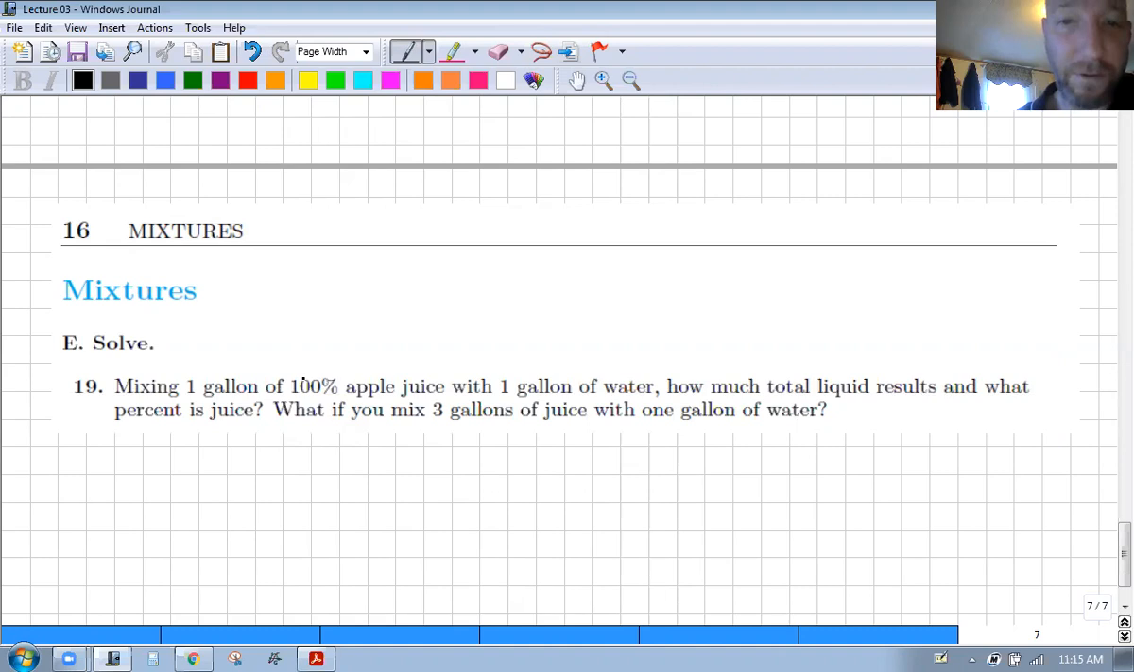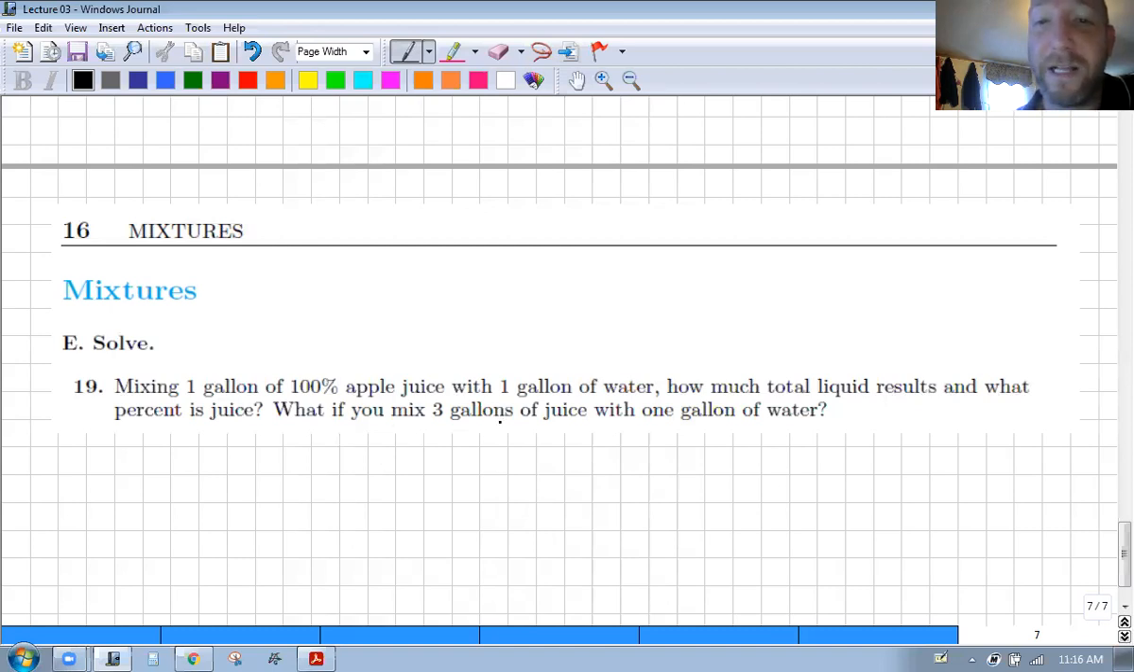Now, what if you start changing these percentages? What if it's a half a gallon of 75% juice with 2 gallons of 25% juice? You see what I mean? It's easy to add up the gallons, but what is your resulting concentration? So, yeah, the first question you can do in your head.